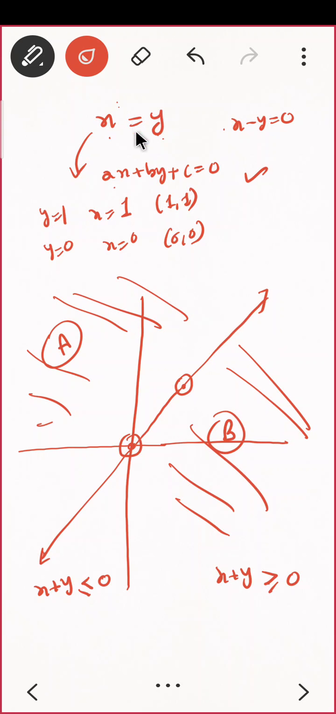If at the place of is equal to, I put either less than or greater than, oh sorry, I think I made a mistake here. I should write like this. See, at the place of equal to, I am putting this: x is less than or equal to y, and here I put x is greater than or equal to y. So can you tell me which side is A and which side is B?